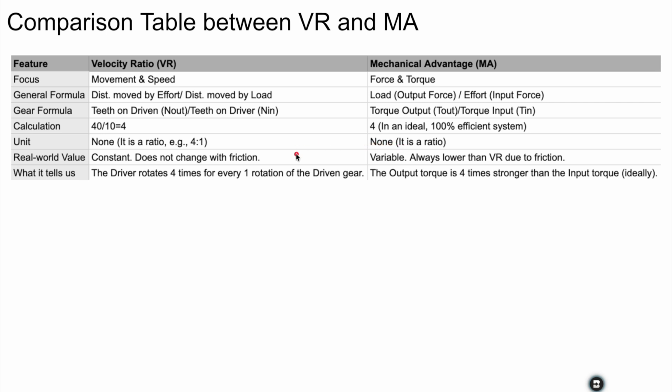In real world values, this is constant. Velocity ratio does not change with friction. However, with mechanical advantage, there's always friction. So actually, the mechanical advantage will really be lower than the velocity ratio. What this tells us is that the driver rotates 4 times for every rotation of the driven gear, and the output torque is 4 times stronger than the input torque. And again, this is ideally without friction.